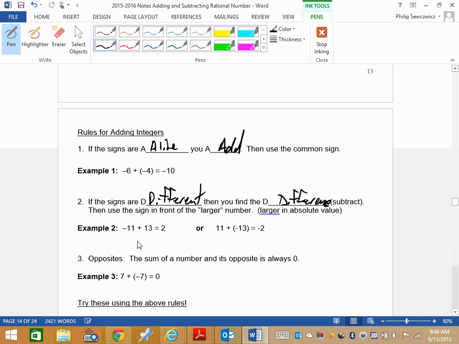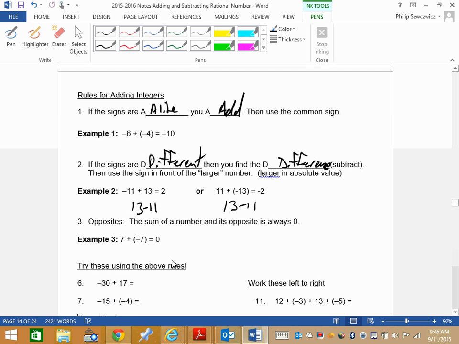Now again, this gets kind of wordy, which is why we like to work on the idea of, well, I got more positives, so it's going to stay positive. Just like here, different signs, one's positive, one is negative. So we are going to subtract, which we get our 2, 13 minus 11, but we have more negatives, so that's why it is a negative 2. So each time we are doing 13 minus 11. That's the operation that's going on in our head.